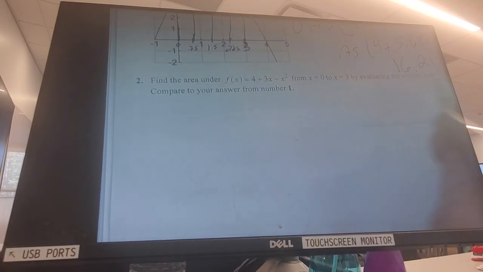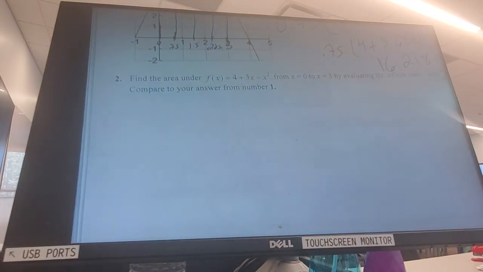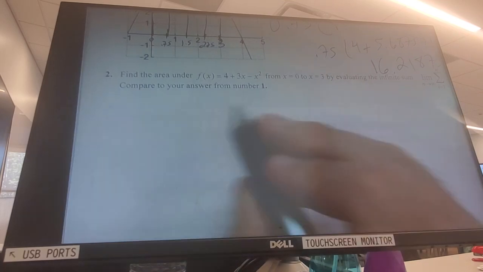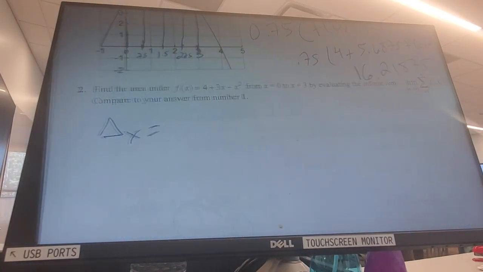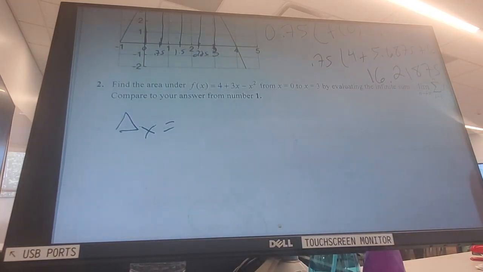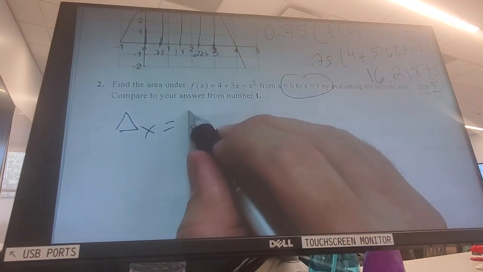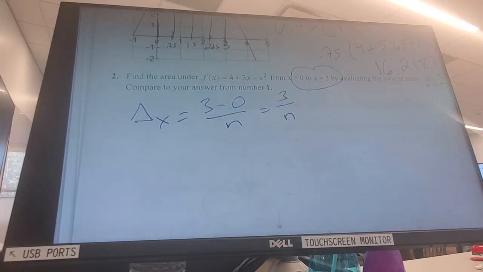Let me see. So here, what do I start with? What did I just say? You want to calculate the change in x. So what would delta x be here? What's my b and my a? 0. Yeah, so it'll be 3 minus 0 divided by n. So my delta x is 3 over n. Sounds familiar? Why did I do 0 again?